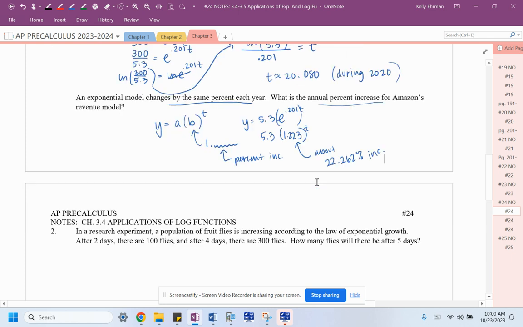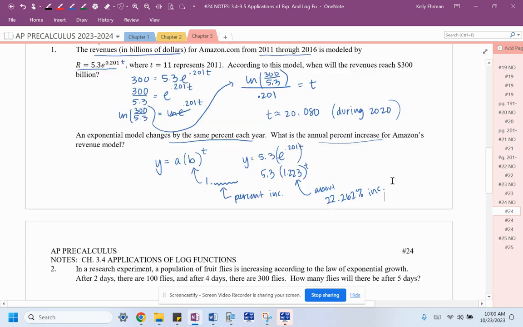All right. If this said what's the percent decrease, like if this comes out to 0.9 something, you would do 1 minus that. It was like a 10% decrease or loss. It just depends on the model.